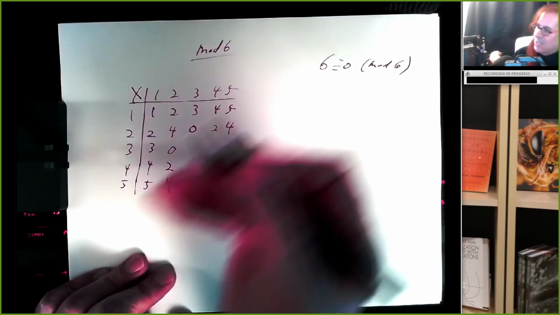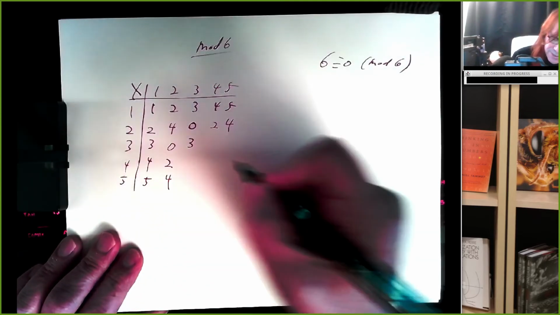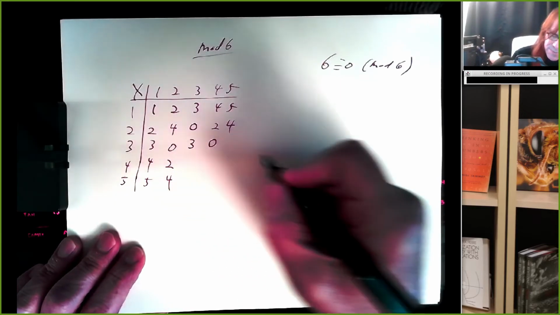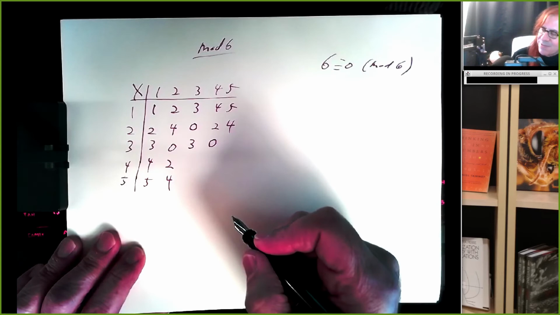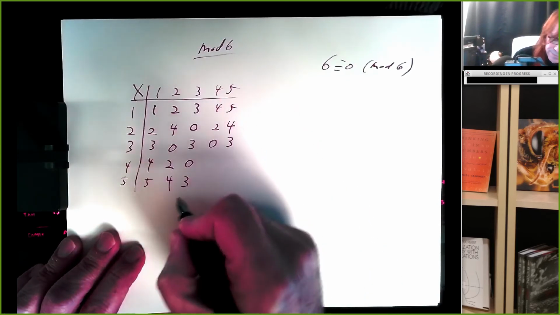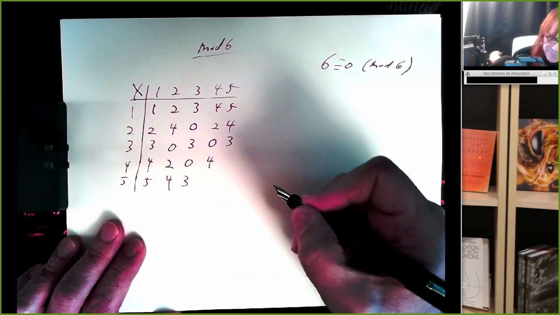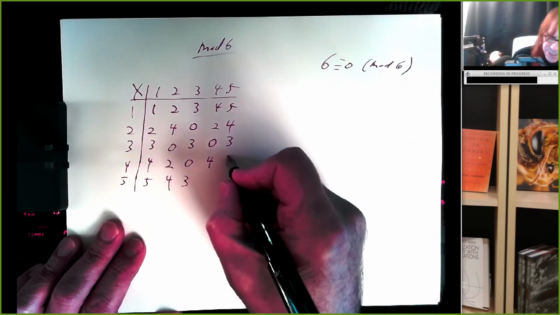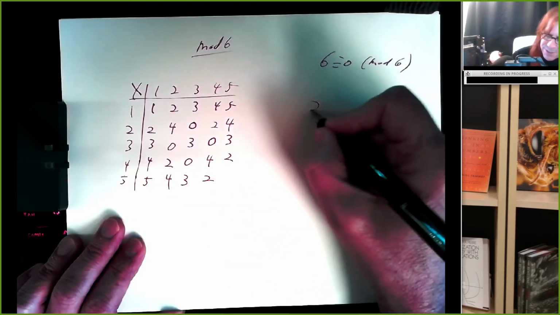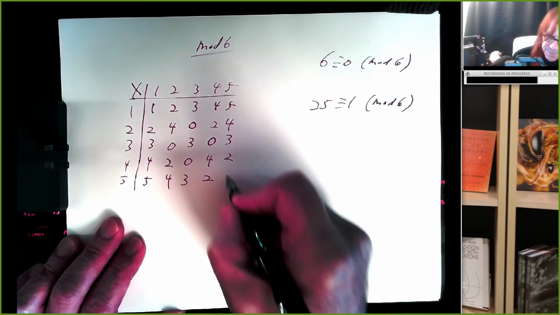And I can fill in the columns as I fill in the rows because it's commutative. 3 times 3 is 9, that's 3 more than a multiple of 6. 3 times 4 is 12, that has no remainder when you divide by 6. 3 times 5 is 15, 15 divided by 6, you have 3 left over. 4 times 4 is 16, that's 4 more than 12. And 4 times 5 is 20, that's 2 more than 18. And finally 5 times 5 is 25, and 25 is 1 more than 24, so that's a 1.